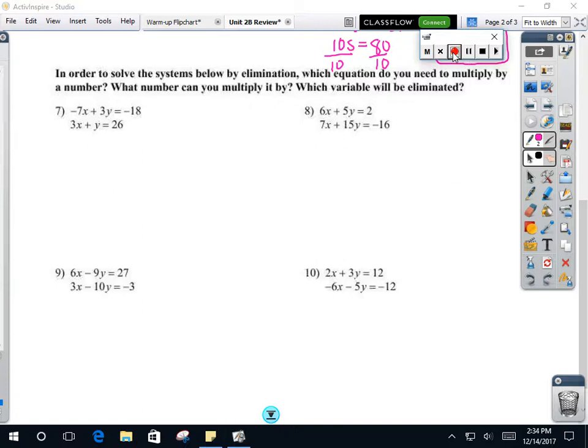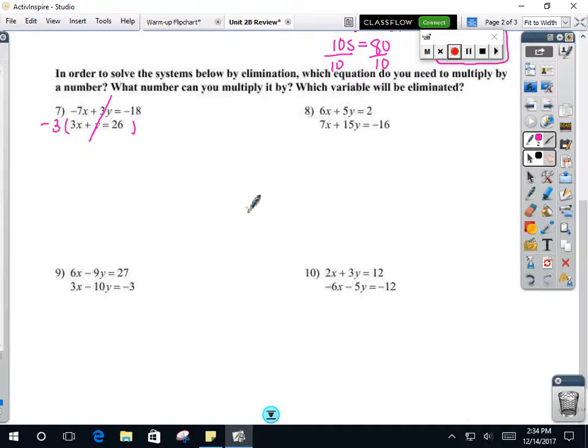In order to solve the systems below by elimination, which equation do you need to multiply by a number? What number can you multiply it by? Which variable will be eliminated? So in question 7, which equation do you need to multiply, the top or bottom? The bottom. By what number? -3. Because doing so will make this -3y and will eliminate the y's when you add them together, right? That's all they're wanting you to do for this problem. You don't actually have to solve it. There's one like that on the test.